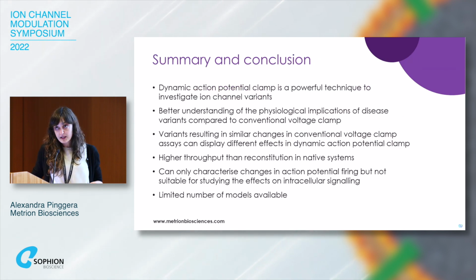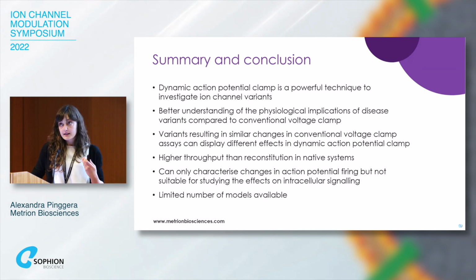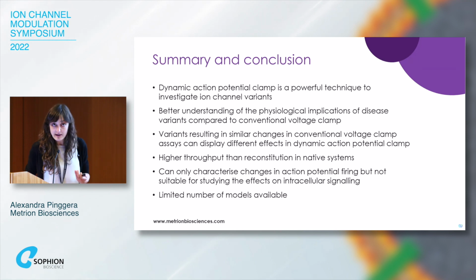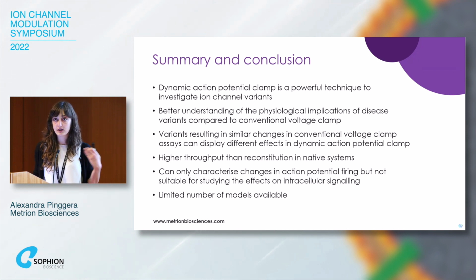And I hope I could convince you that dynamic action potential clamp is indeed a powerful technique to investigate ion channel mutants. It gives us a better understanding of the physiological consequences of such disease mutations, and it is also a more direct measure, and it's definitely higher throughput than reconstitution in a native system.